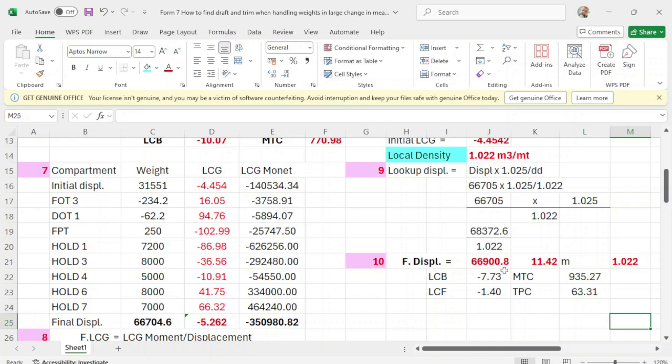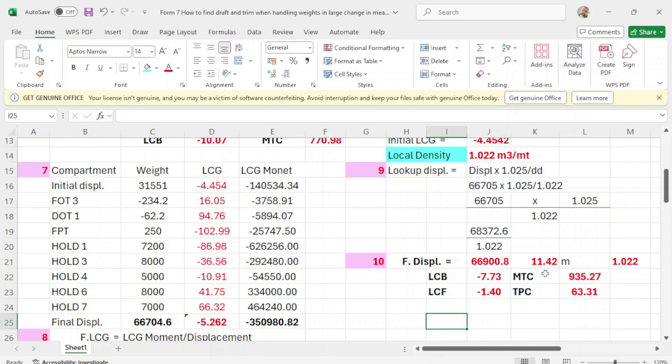With this density, this is your displacement, this is your new drop. From this drop, you take out the value of LCB. Okay, LCB, put this one. This one, MTC, and this one. Then make it bold, this one bold.